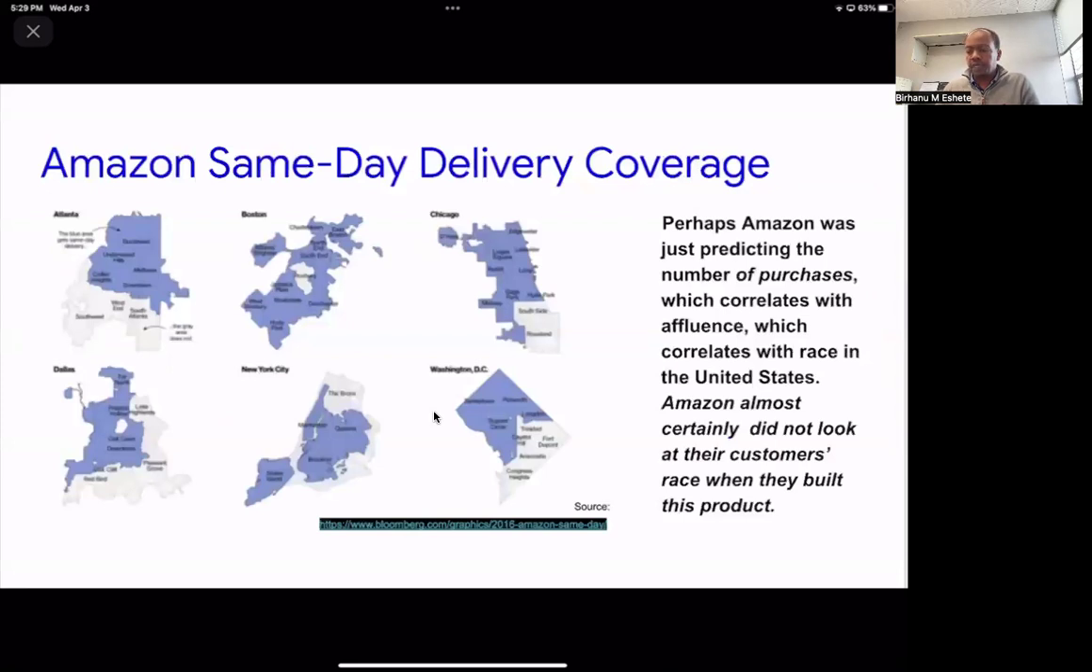Just to reinforce what I'm saying here, this was when Amazon rolled out the same-day delivery service, and they were tracking across big cities in the United States, because that's where the market is, right? They were looking at the coverage of the same-day delivery in big cities like Atlanta, Boston, Chicago, Dallas, New York City, and Washington, D.C. as well. And there was a very interesting observation by Bloomberg, where in Boston there is this one county that is grayed out, okay?